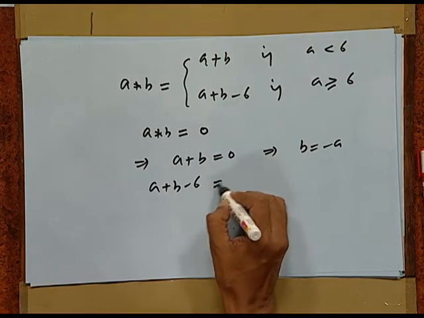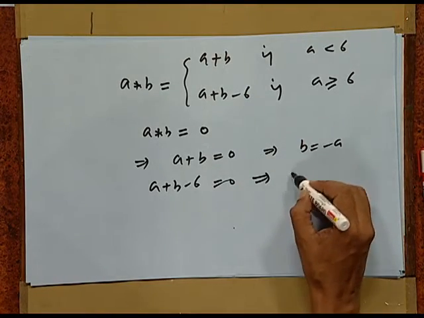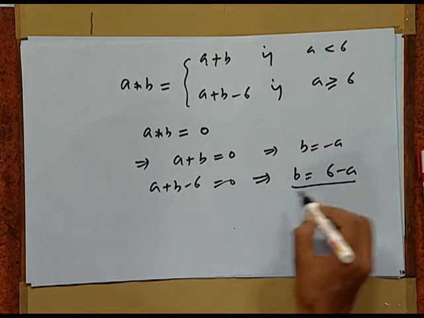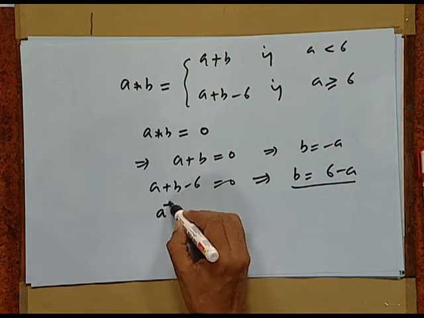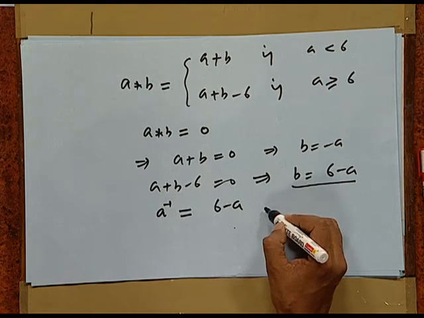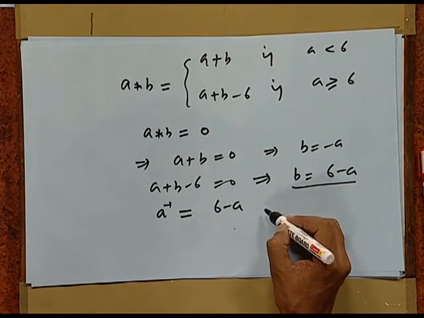So, let us take a plus b minus 6 is 0. This gives b is equal to 6 minus a. Thus, a inverse is simply 6 minus a, so long as a is not 0. Because if a is 0, then this becomes 6, which is not an element of the given set. So, every non-zero element has inverse. So, we can say every a other than 0 is invertible.